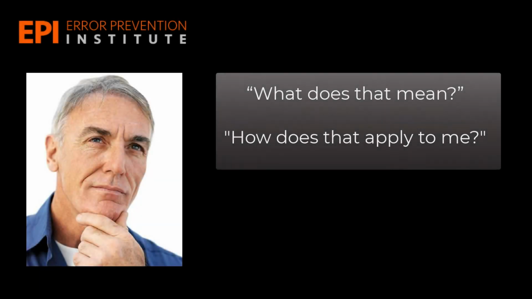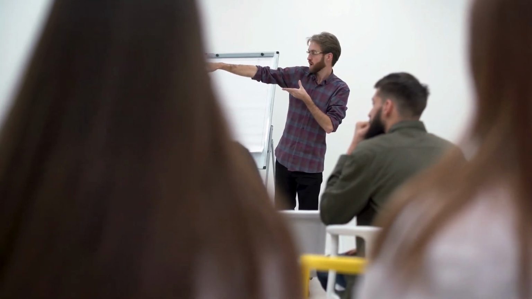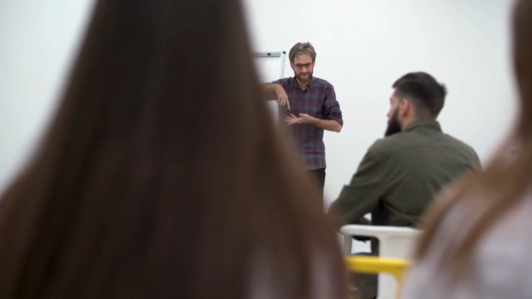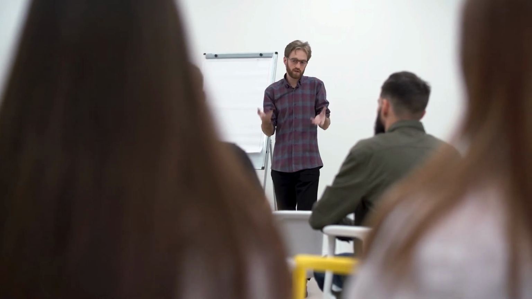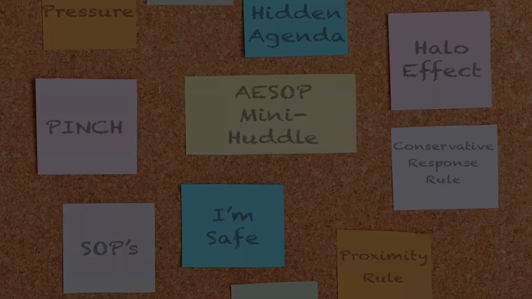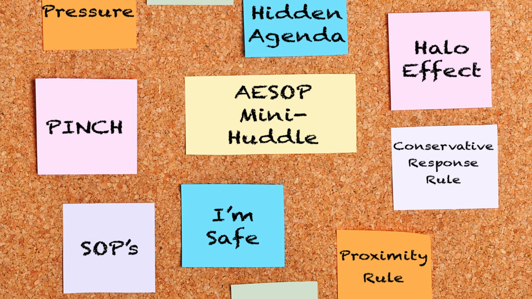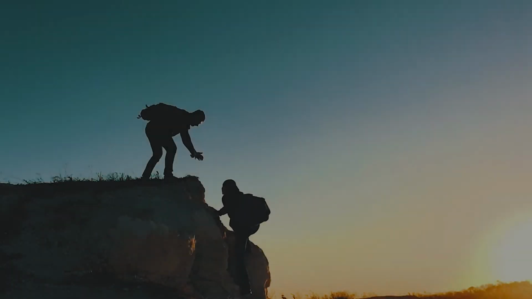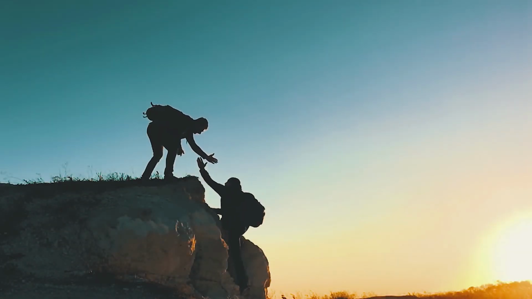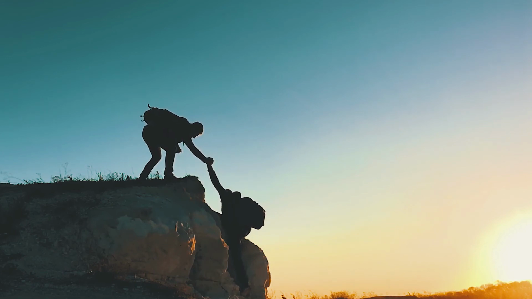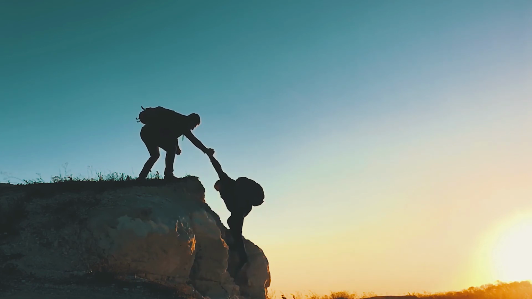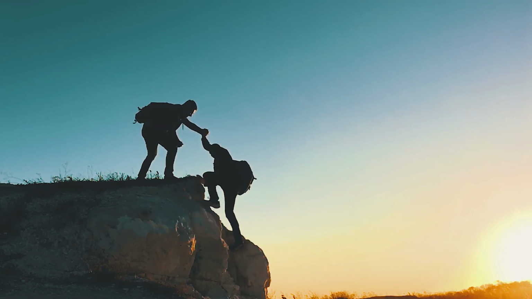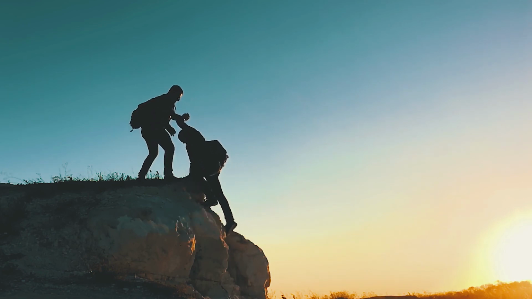EPI's training does not leave people scratching their heads wondering, well, what does that mean? Or that's great, but how does that apply to me? We have taken the academic base for this discipline and condensed it down to what really matters. No complicated formulas or diagrams, just simple words and phrases that people can easily remember and start using immediately. The tools of error prevention enhance both safety and quality, helping individuals and organizations to perform at the highest levels of effectiveness. It's fast, it's easy, and it's fun with Error Prevention Basics.